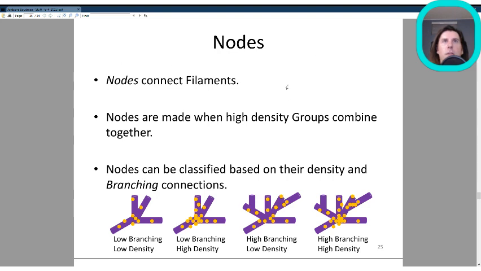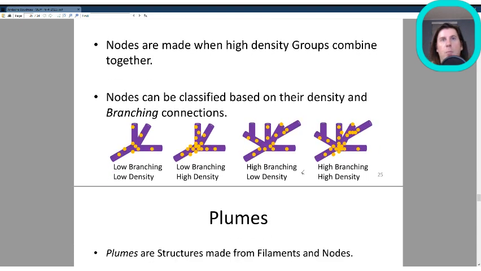So nodes connect filaments, and nodes are made when high density groups combine together. And nodes can be classified based on their density and branching connections. So you have low branching, low density; low branching, high density; high branching, low density; and high branching, high density. And this is basically saying there's a mass function with this, that a high branching, high density node has more mass in it, and you can measure that. There's more going into that region than a low branching, low density region, which then brings us into plumes.